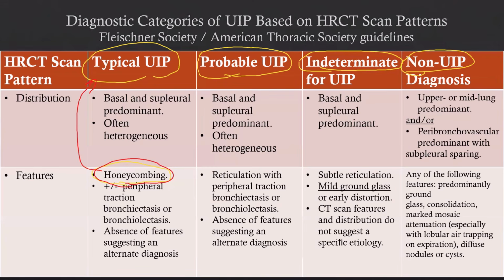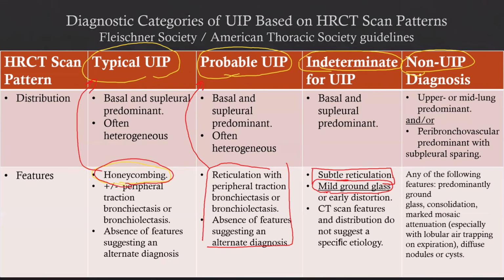Probable UIP, the same: reticulations, peripheral traction bronchiectasis, and all of these features without cystic honeycombing. So if we have coarse reticulations with traction bronchiectasis, those features will be diagnostic for probable UIP. If we have subtle reticulations with mild ground glass, so the ground glass is not the predominant feature, but we have subtle reticulations without any bronchiectatic changes, this one is indeterminate for UIP.